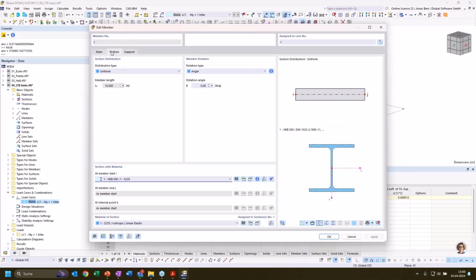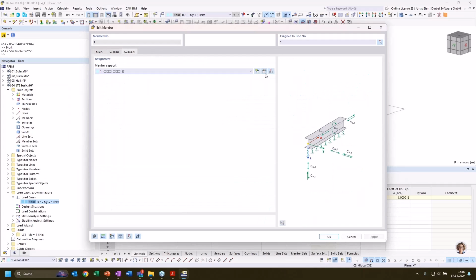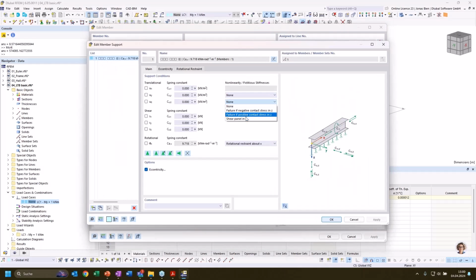And with this rotational restraint, I could also add a shear panel. By the way, we are now able to not only add a shear panel in Y direction, we can also add a shear panel in Z direction, which could be interesting for columns or girders that are for some reason rotated by 90 degrees. So we can also use that now, since some weeks.